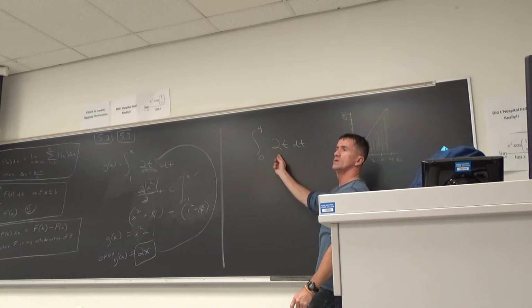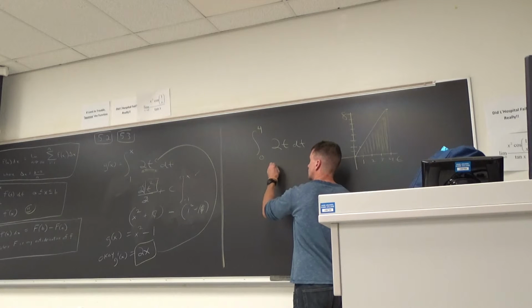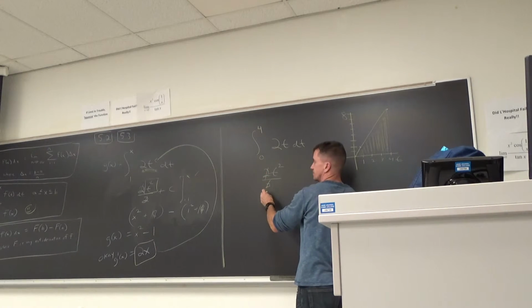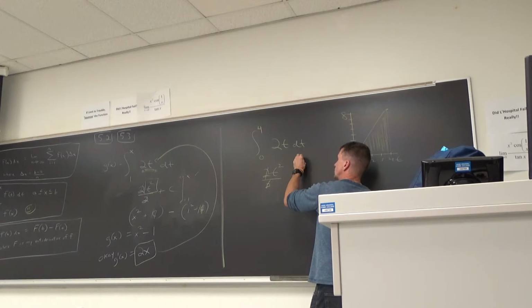All right, what's the integral, the antiderivative of 2t? t squared, divided by 2. Good, the 2 and the 2, and these just do what? Cancel out. All right, take those out. Now I'm going to go over here, definite integral, t equals 4, t equals 0.